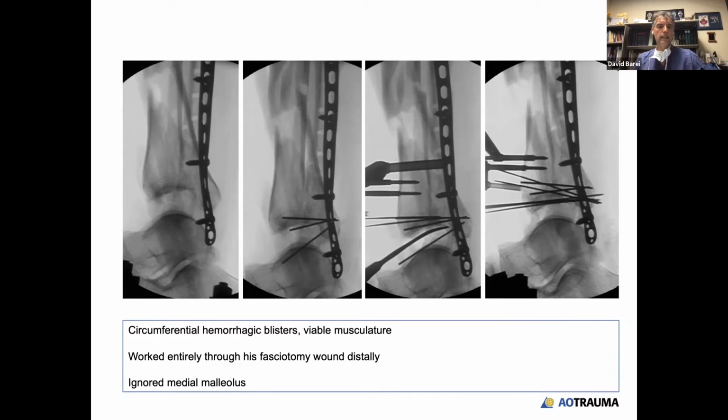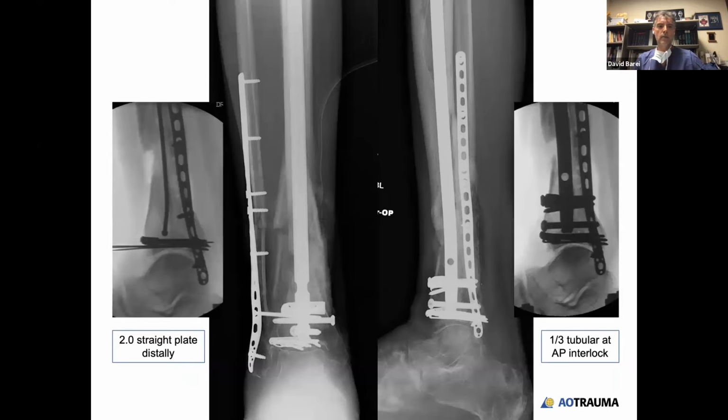So this fellow, I worked entirely through his fasciotomy wound, which was brought all the way down to the tip of his fibula and then some. I ignored his medial malleolus, and working through his fasciotomy wound, we used a small plate to neutralize the articular surface, create a block, if you will, of that articular surface, prioritize that. We go ahead and get his alignment with our external fixator, and then we can go ahead and put a medullary device down. And this was one of the first times I had ever done this. And I think this was a number of years ago.